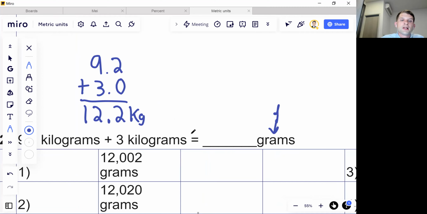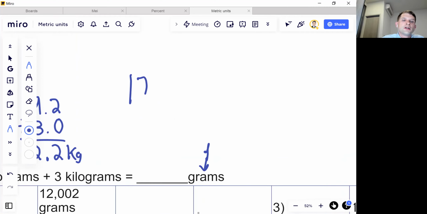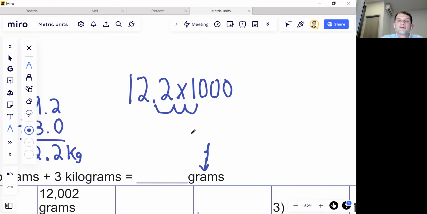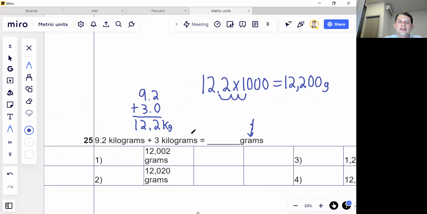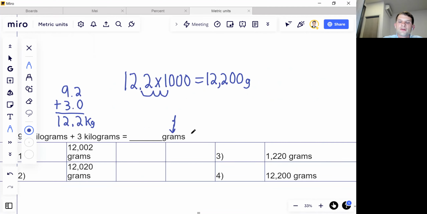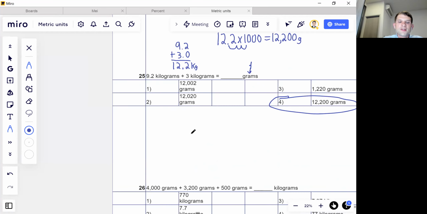You must multiply. So we need to take 12.2 times 1,000. And that means I need to move my decimal 1, 2, 3 places to the right. That'll give me 12,200 grams for that one. Okay, so that's number 25. 12,200 grams is option number 4. All right, we're almost there.